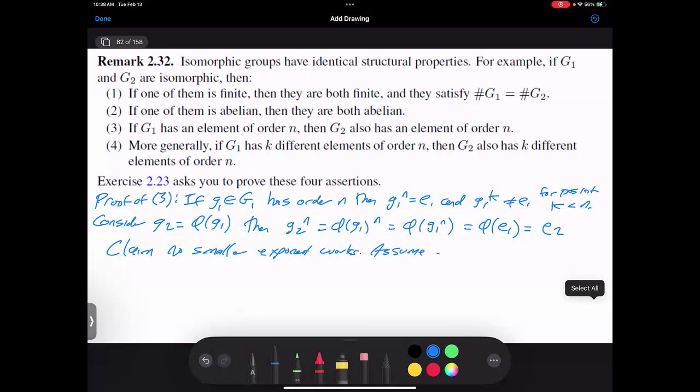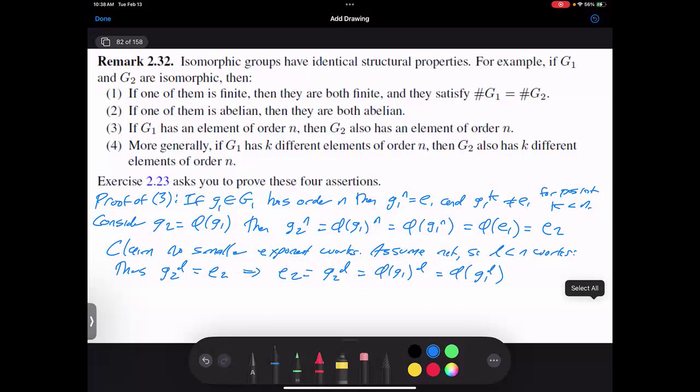Assume not, so L less than n works. Thus, let's say G2 to the L is the identity, then that means E2 is G2 to the L. That's phi of G1 to the L. And again, when you just say it like that, it's confusing. So I should really say it's quantity phi of G1 raised to the L.